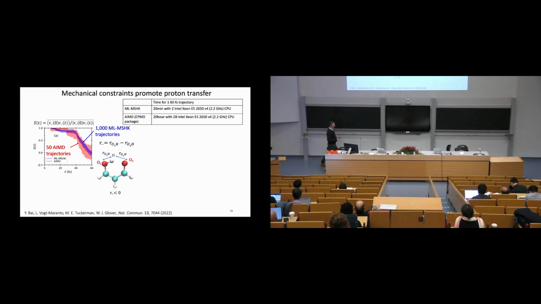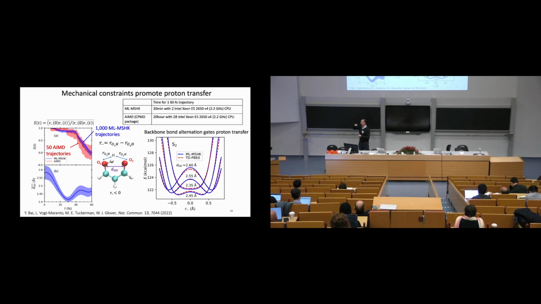And so what's actually happening in terms of the mechanism of this process is that it's not the OH bond length that is the key reaction coordinate. It's actually a distortion of the backbone of the molecule that serves to bring the oxygen atoms closer. And we can see that in our dynamic trajectories. The oxygen-oxygen distance here reduces by a few tenths of an angstrom, and once it's reached a critical value, then the proton transfer occurs rapidly.